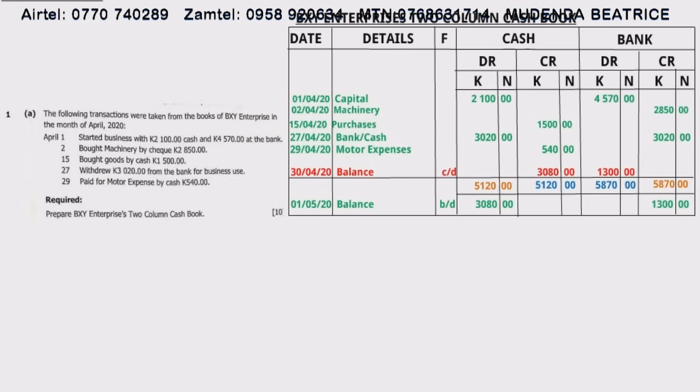So that is the way you complete or draw the 2-column cash book for any company or personal 2-column cash books. That's how it's balanced.